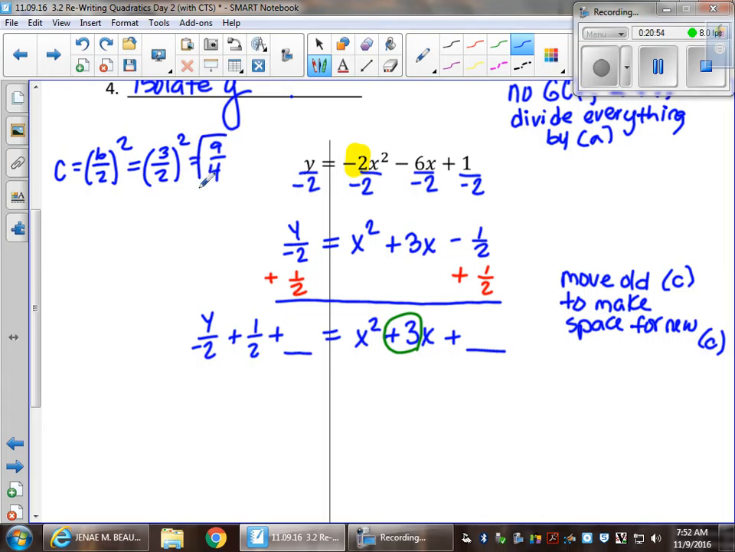So I get 9/4. What am I going to do with this 9/4? Plug it in. So plus 9/4. Yay, more fractions. I know, right? See, you guys are getting more excited about it. I love it.